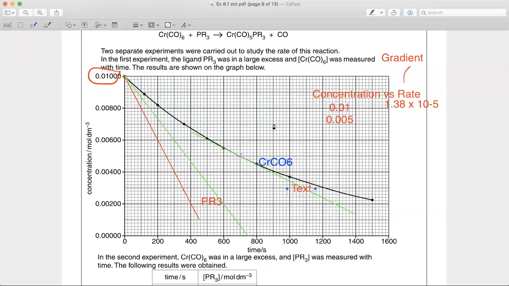Is anyone doing this calculation? Yes. What did you get for your rate at 0.005? Not yet. So why am I doing this? I want to show you that as you increase the concentration by 2, what happens to your rate? My number I think is a bit off.